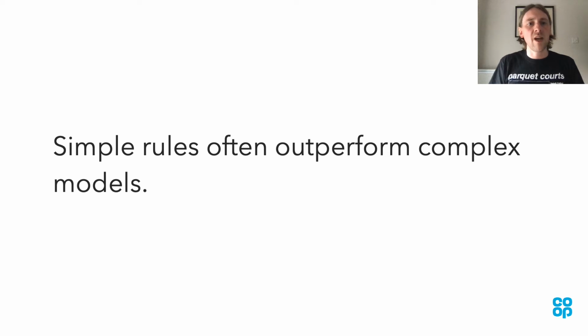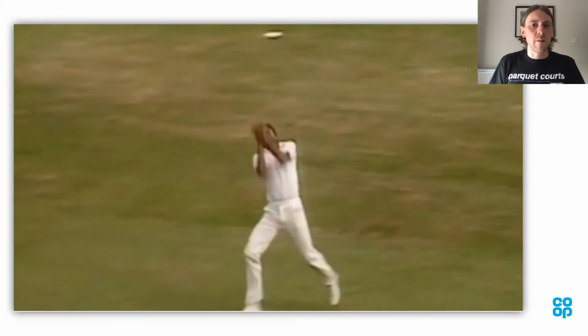The psychologist Gerd Gigerenzer studies how humans make decisions, and his main finding from his work is that simple rules often outperform complex models. So for example, a fielder in cricket or in baseball or something like that, they aren't calculating the trajectory when they make a catch. They aren't using any complicated mathematical model or anything like that. They're using a simple rule called the gaze heuristic, which helps them work out where they need to be to make a catch.